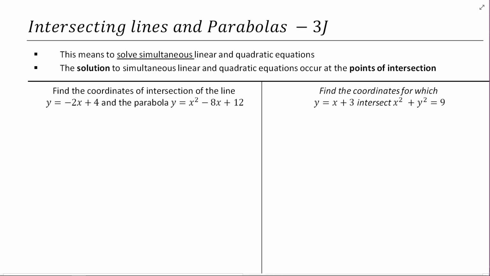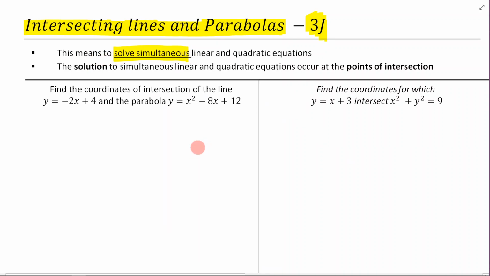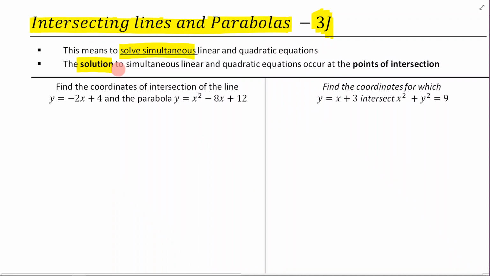Welcome. So in this lesson, we're going to be talking about intersecting lines and parabolas, which corresponds to exercise 3J of your textbook. So we're going to be finding the intersection points of lines with parabolas. This means to solve simultaneous linear quadratic equations. The solutions to simultaneous linear quadratic equations occur at the points of intersection, and that's what we're trying to find, the points of intersection.